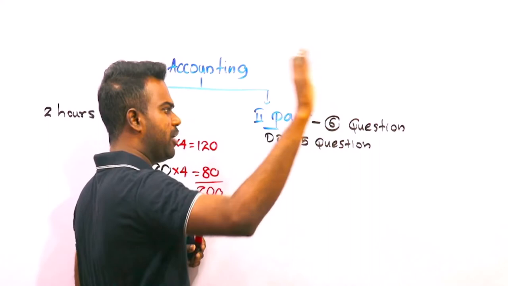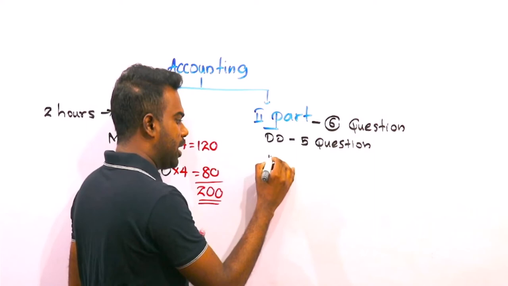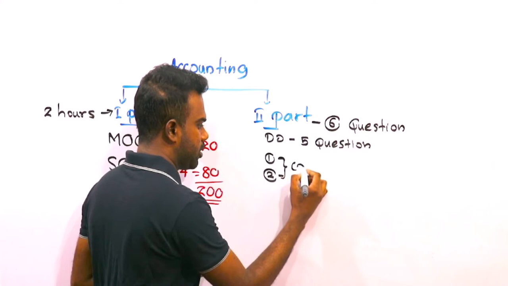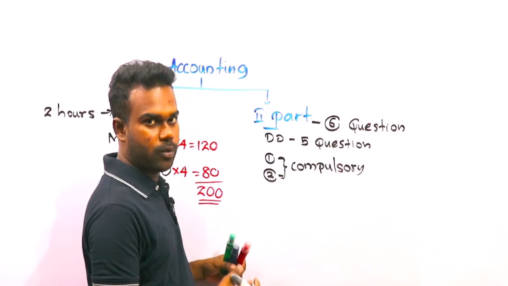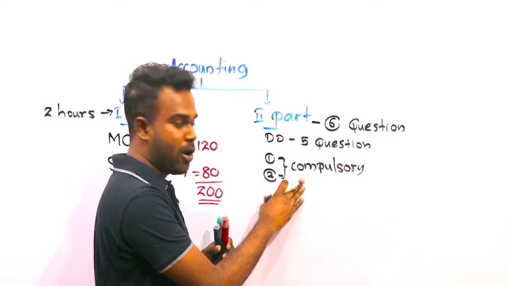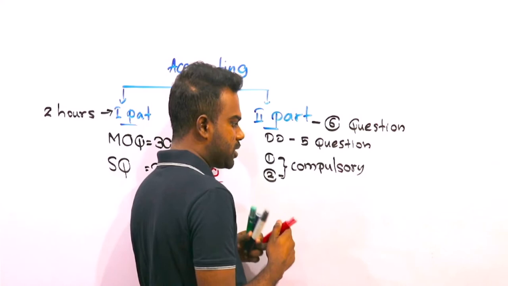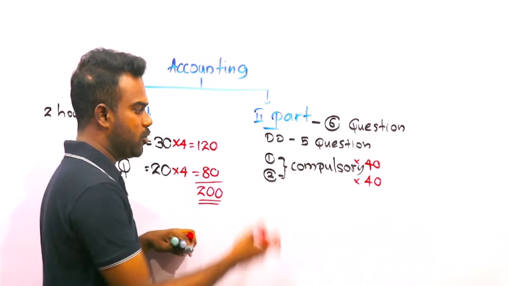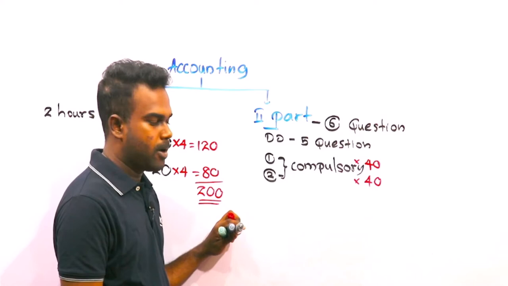But there are 2 compulsory questions, questions 1 and 2. You have to do them. For the first 2 compulsory questions, each question is 40 marks. Right? 40 marks for each of the 2 compulsories. Then altogether you can obtain 80 marks for the first 2 compulsory questions.